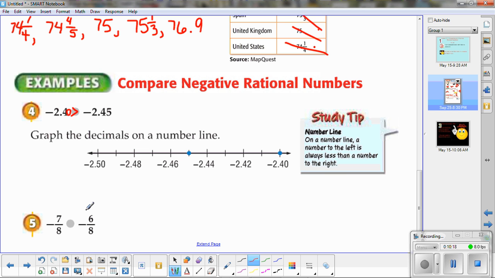But now since it's negative, it's actually going to be further to the left. It's going to be more negative. So that's actually going to be our smaller number. -7/8 is less than -6/8. The biggest thing to remember with negatives is it's really the opposite of what it would be if they were positives.